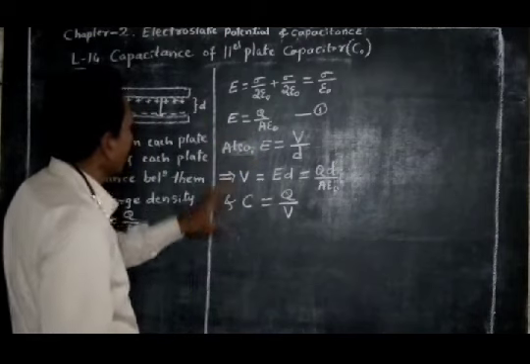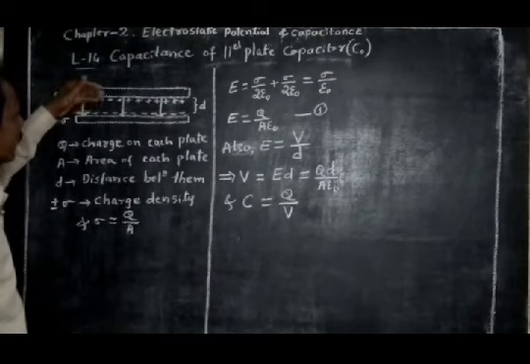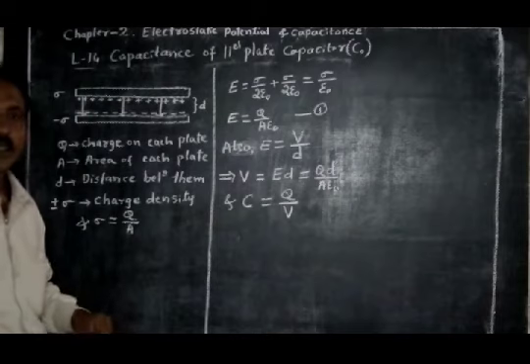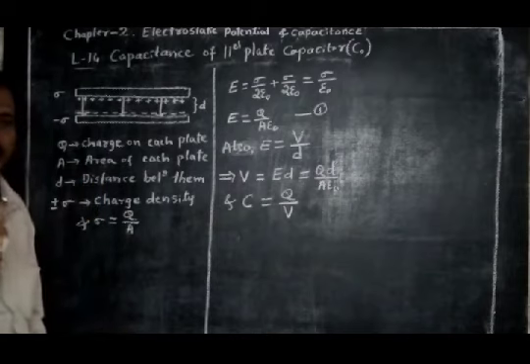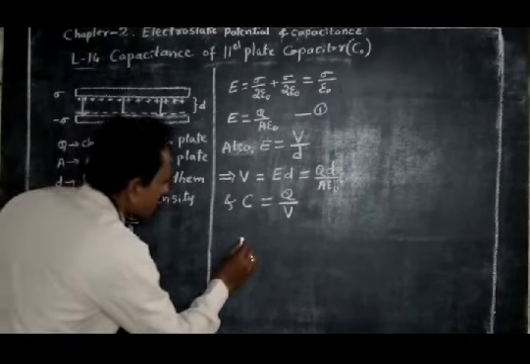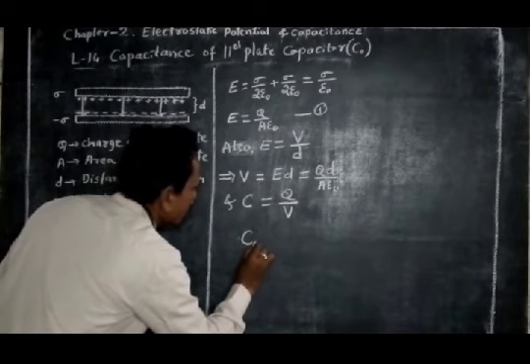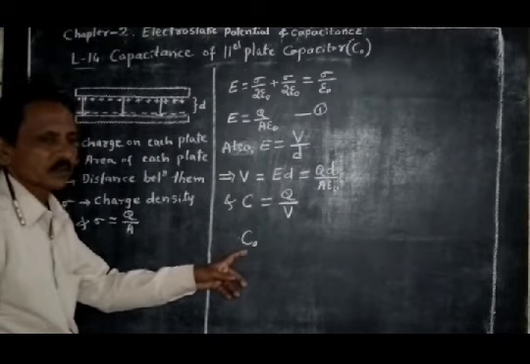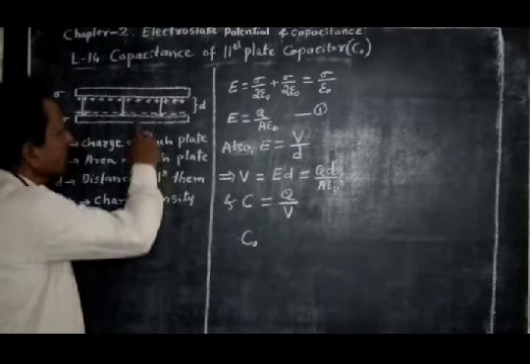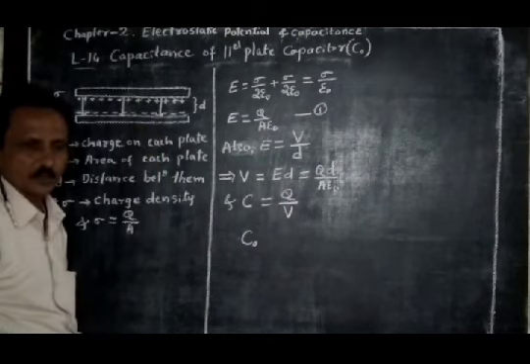Hence, if the space between the two plates of a capacitor is filled with air or vacuum, then the capacitance of the capacitor with air or vacuum is denoted by C naught. C naught is the capacitance of a capacitor with air or vacuum in between the plates.